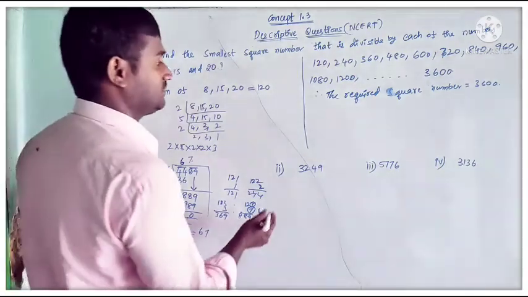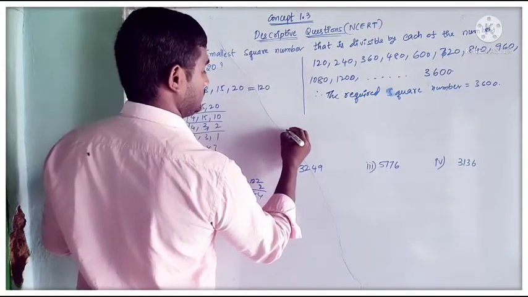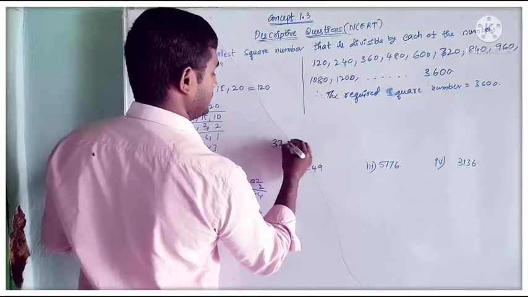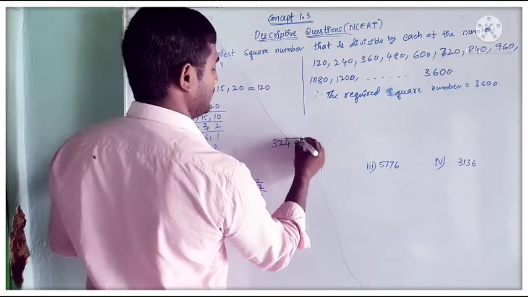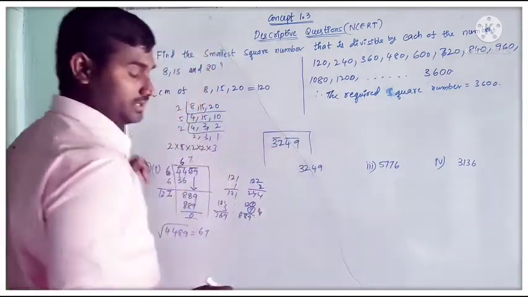Okay, check for this question: 3249. Yes, make a bar for this and divide.